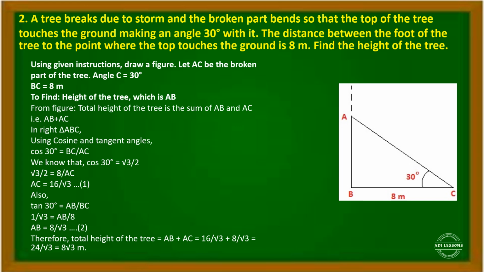Also tan 30 equals opposite side AB by adjacent side BC. So 1 by root 3 equals AB by 8. So, AB equals 8 by root 3. Therefore, the total height of the tree AB plus AC equals 16 by root 3 plus 8 by root 3, therefore 24 by root 3. We rationalize the value. We get 8 root 3. This is the total height of the tree.